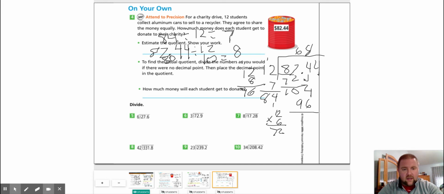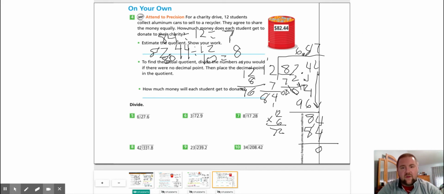I need to subtract. I can't do 4 minus 6, and I can't borrow from the 0, so he has to borrow from his neighbor. And then I borrow from this guy, and I get 14 minus 6 is 8. 9 minus 9 is 0, and then I need to bring down my 4. Well, if I look at my work from before, I see that 12 times 7 is going to give me 84, so I put my 7 up top. 12 times 7 was 84. I subtract, I get a 0. I bring my decimal straight up, and my answer would be 6 and 87/100ths, no matter how ugly it looks.